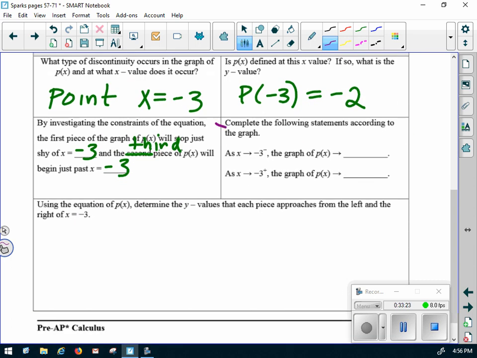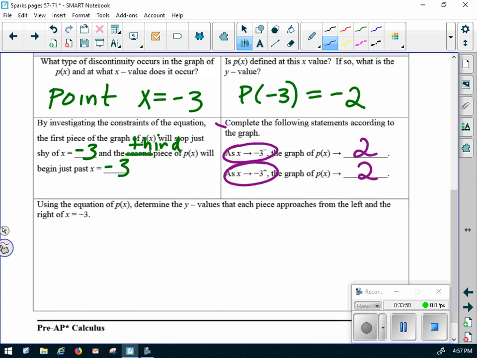Now we're on this part. As x approaches -3 from the left, you go back and look at it, the y values are getting closer and closer to 2. Now notice it's not asking what is the y value when x is -3. It's asking what are the y values getting closer and closer to as x gets closer and closer to -3 from the left. Now the other piece, as x approaches -3 from the right, the y values looks like also are approaching 2.